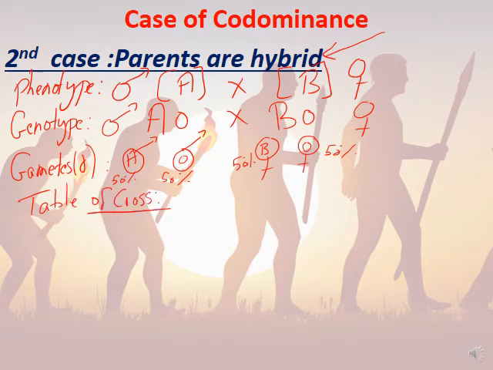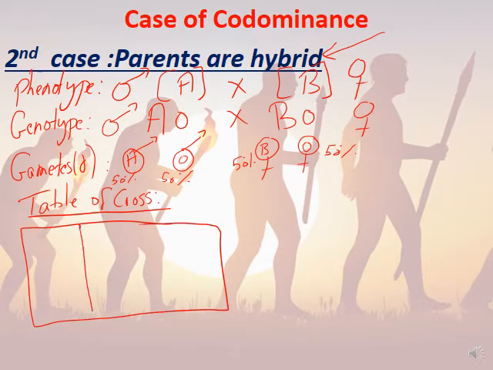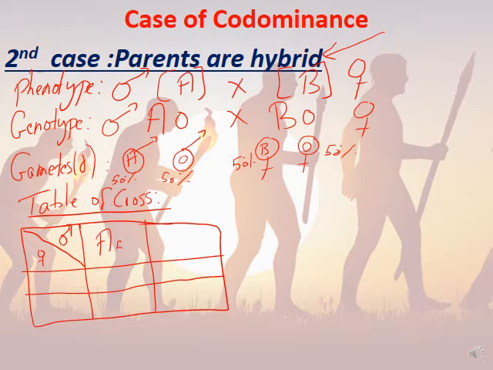Table of cross, as you know, you have to draw the table and divide it into 4 boxes. So here we can divide it here, and here we have male and female. You have to pay attention here, please. The male has A 50% and O 50%. The female has B as 50% and O as 50%.